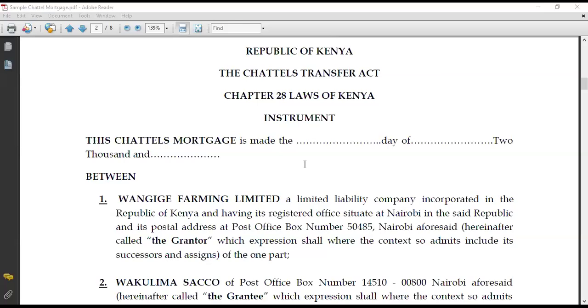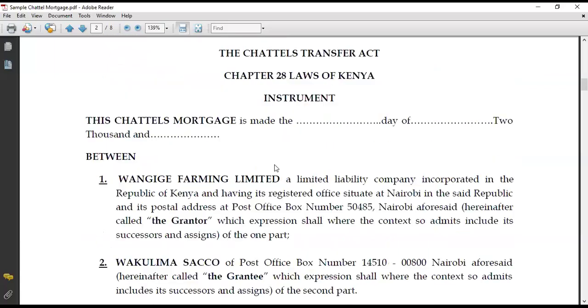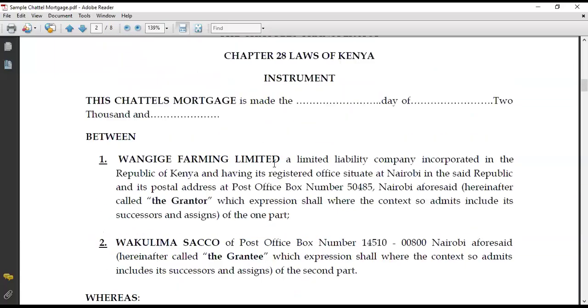No, I'm saying this is an example of an agreement. Chattel mortgage. You see, security agreement is usually for movable properties. And a chattel mortgage, like now here it was a John Deere harvester. You know the harvester. So this was under the repealed Chattels Act, which was repealed by the Movable Properties Security Rights Act, MPSR.